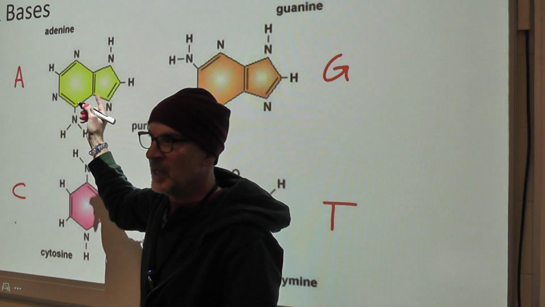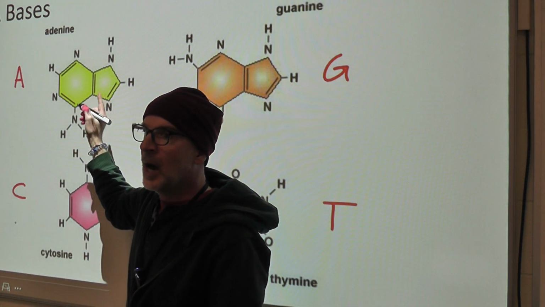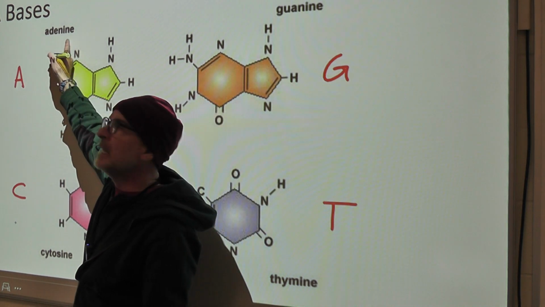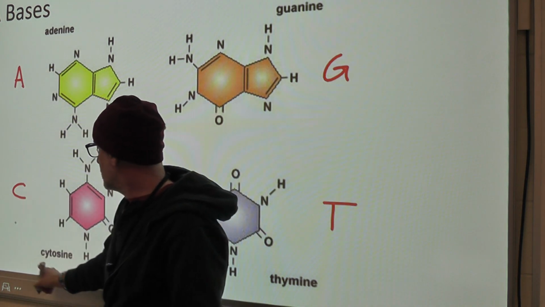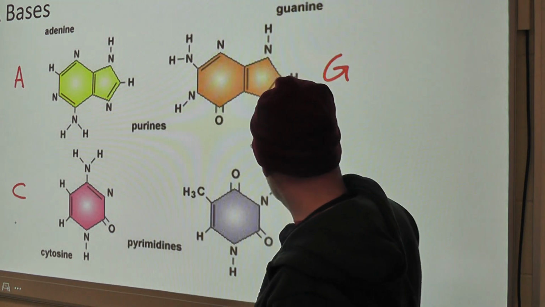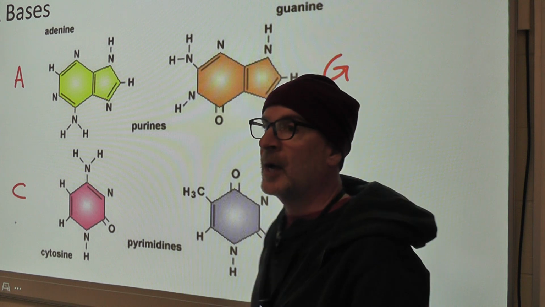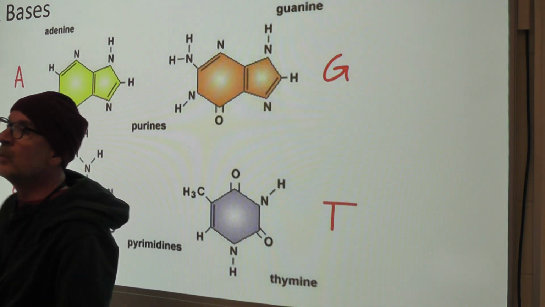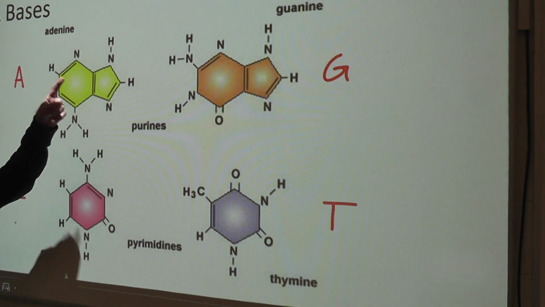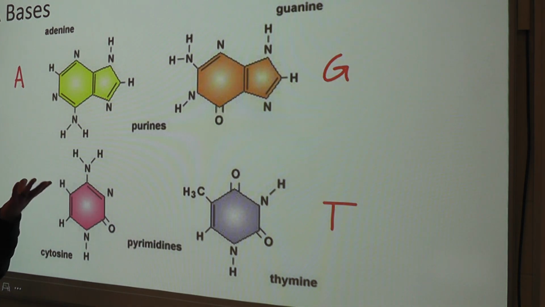Each nitrogenous base is a similar but not identical chemical. The A stands for adenine. The C stands for cytosine. The G stands for guanine, and the T stands for thymine. You have to know the letters, but you do not have to remember what the actual name of the bases are. You should be able to look them up.